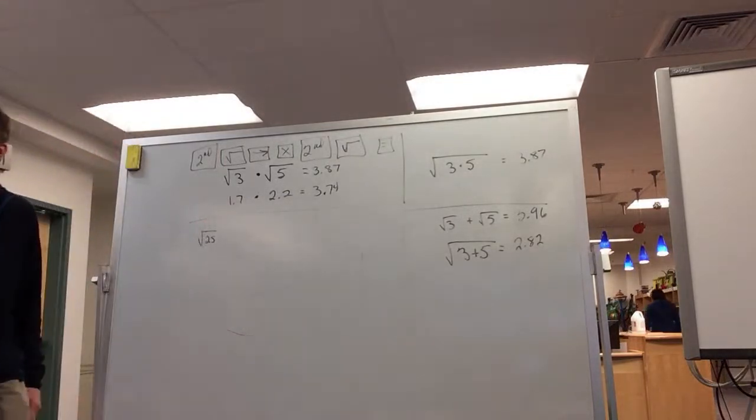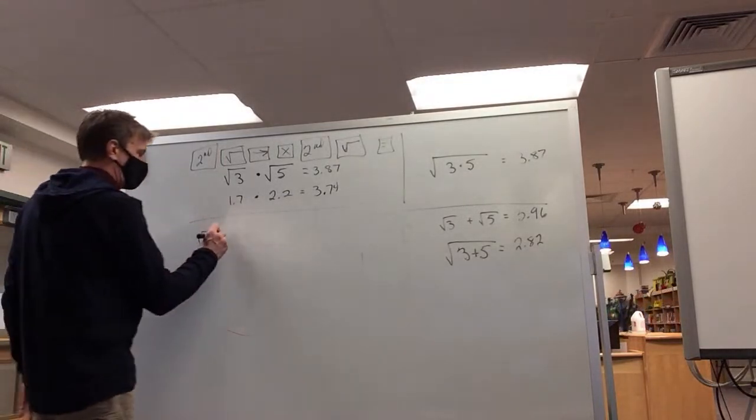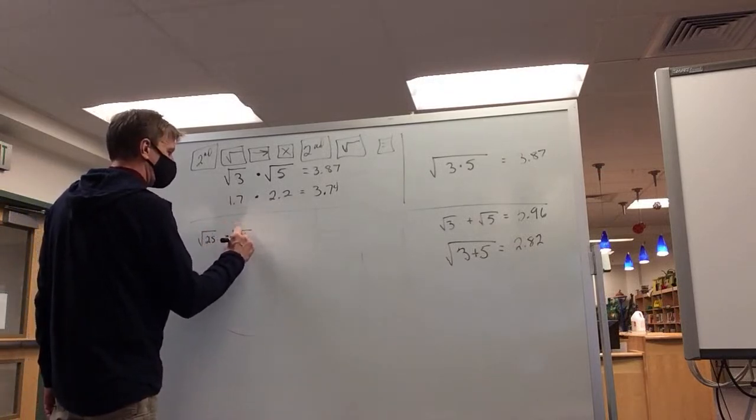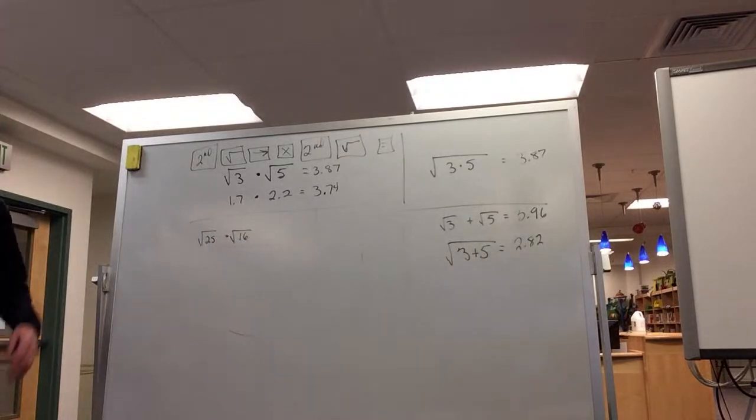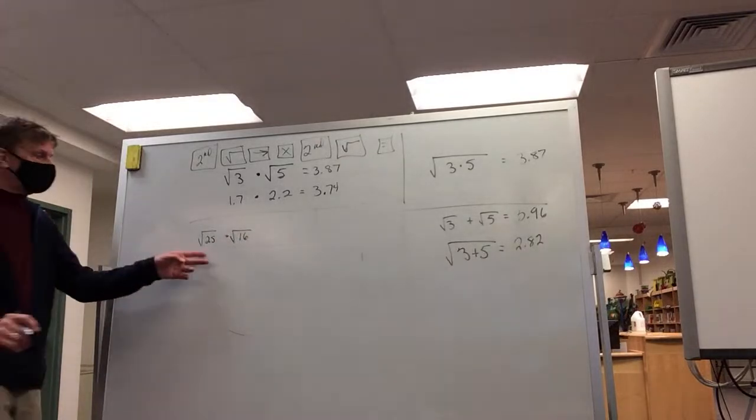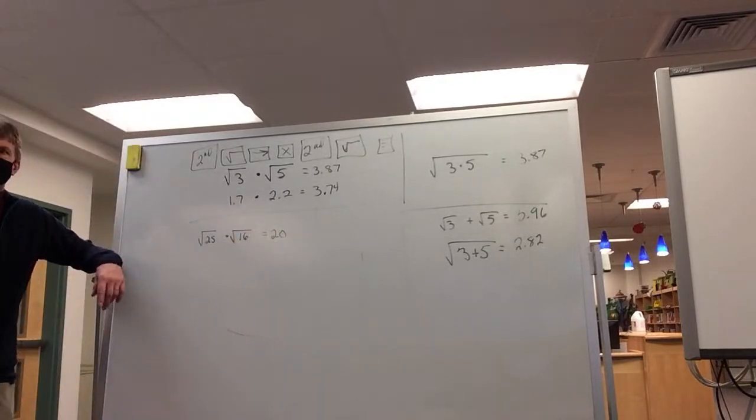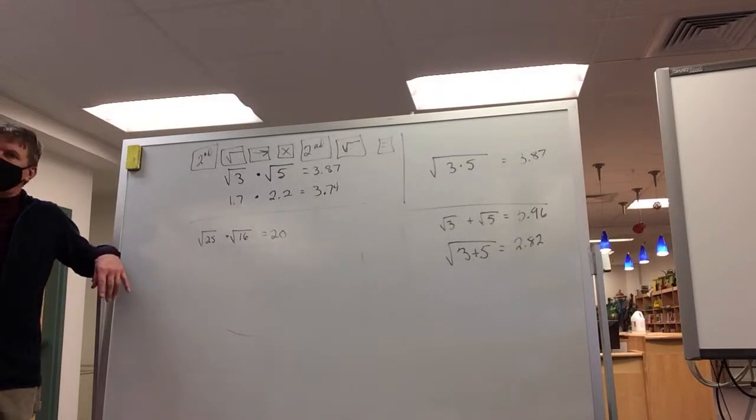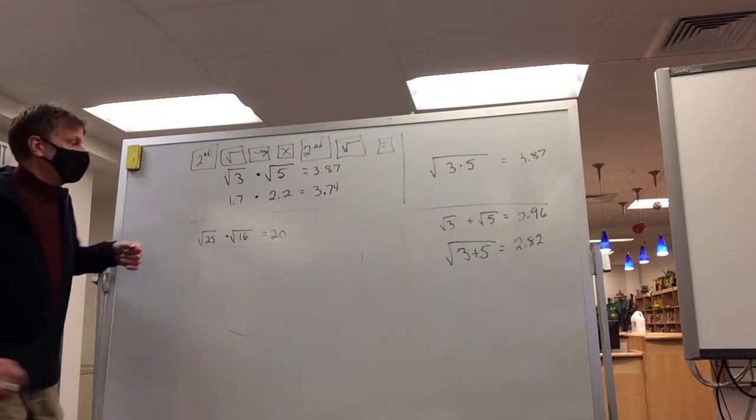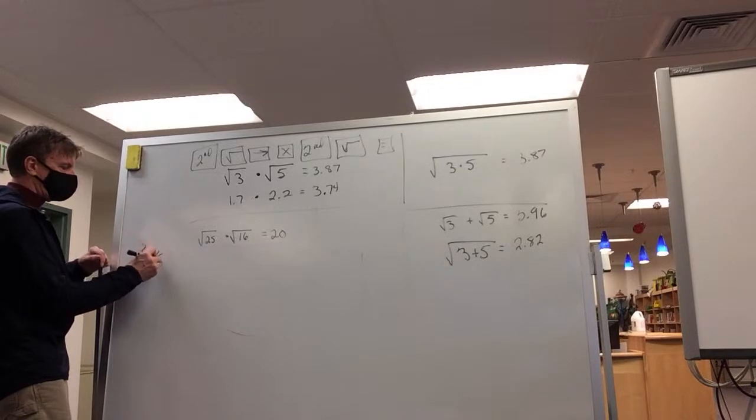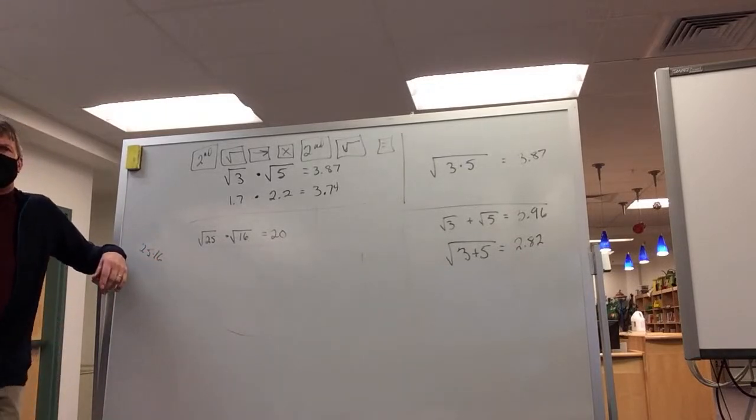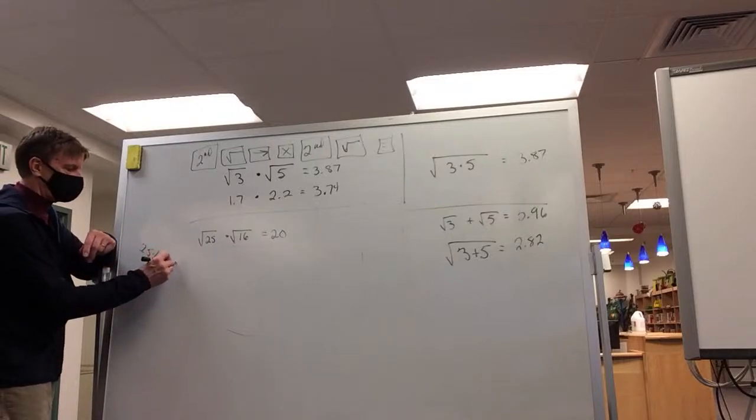How much is that? That's 5. And let's multiply that by the square root of 16. What's the square root of 16? 4. So what's 5 times 4? 20. Confirm that with your calculator. Do the square root of 25 times the square root of 16. You got 20? All right. So off on the side, what's 25 multiplied by 16 anyway? It's a big number. Is it 400? Yeah, that's 400, isn't it?